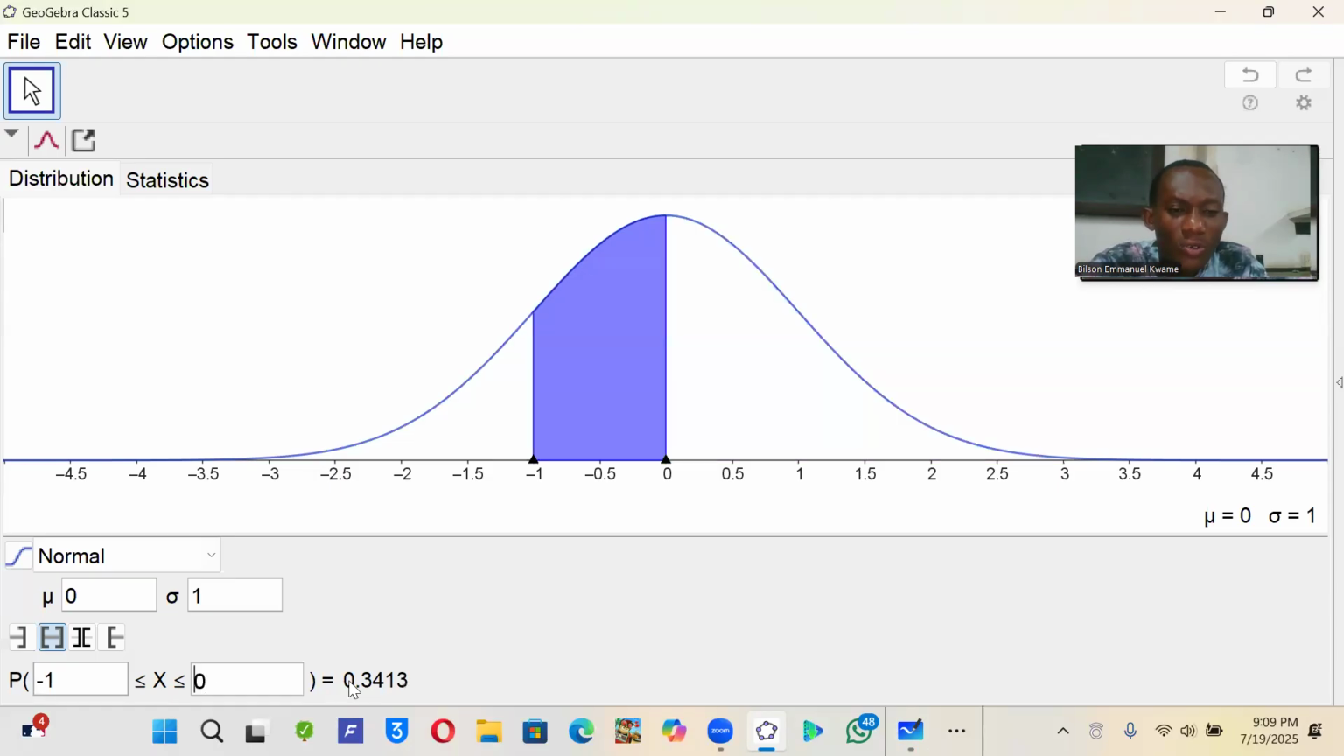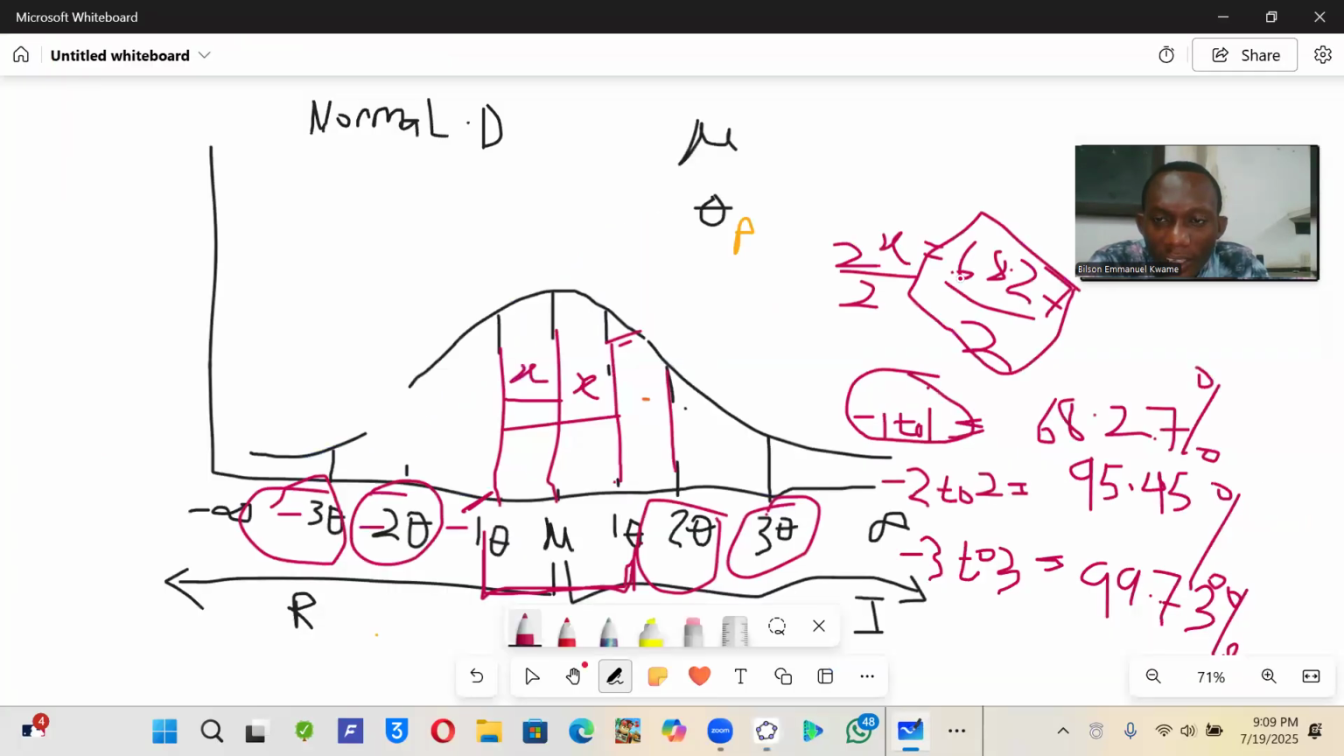Enter, you are going to know that it is the division of what we had. So if you come here, when we divide 68.27 into 2, what are you going to get? 34. So let me use the calculator on my phone. We want to divide 68.27 by 2.